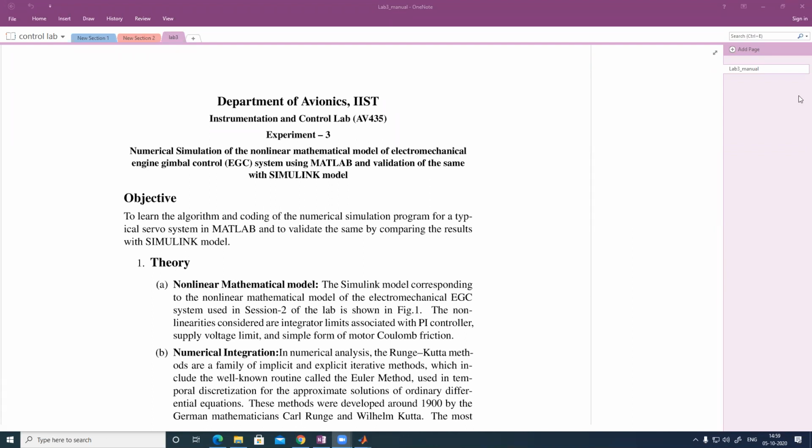So today's lab is only the simulation of what you have done earlier. It is the validation of the MATLAB code, same as the Simulink model. Whatever you have done earlier, you created a Simulink model and simulated it. Now we are converting that Simulink model to MATLAB code.